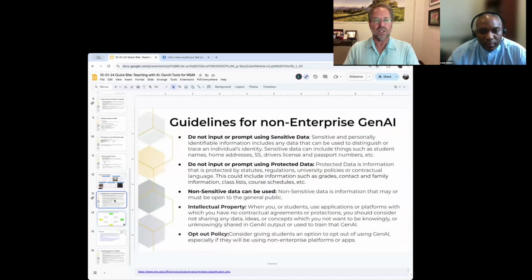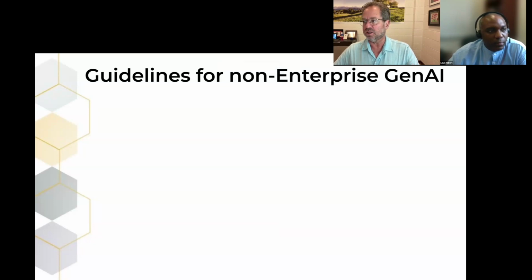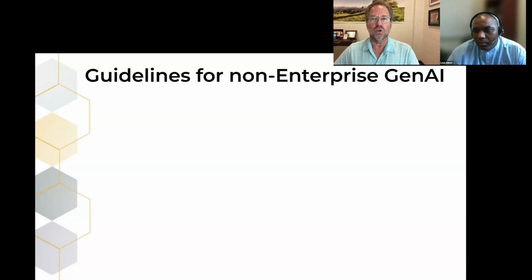I have two more slides to go through before we break up into question and answer. So let me do this as a slideshow. Here we go. Here are some guidelines for non-enterprise generative AI. Lewis talked about how we have protection with Microsoft Copilot. Your data is not going to be used to train the AI. The output and anything that you upload into it is not going to be used to train the AI or be used for future output for other people.